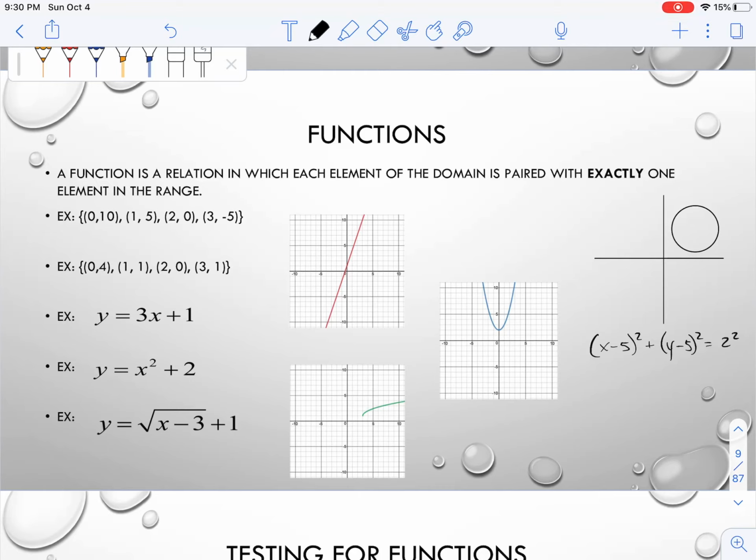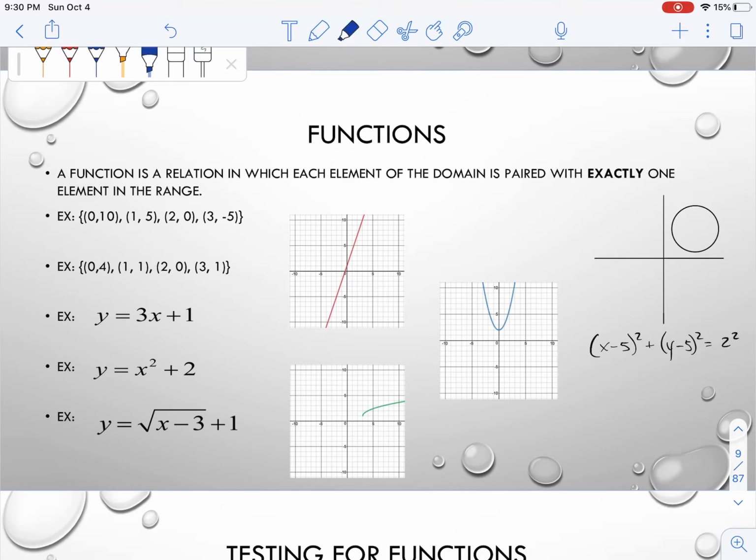Circles are going to fail the vertical line test. If I were to solve this part of the quantity, I'm going to get a plus or a minus, and that plus or minus gives me a problem. When I solve an equation for y and get a plus or a minus, notice none of my 3 examples here have y equals anything plus or minus. It tells me I'm going to fail the vertical line test, and I'm not going to have a function.